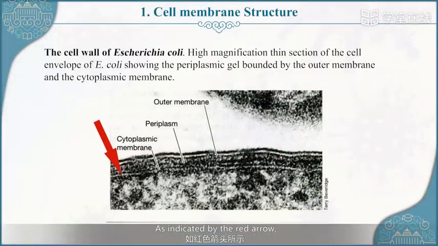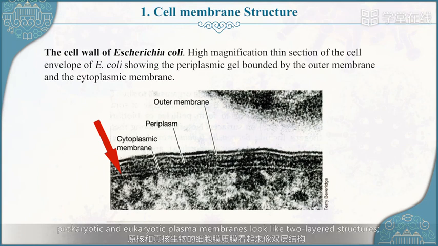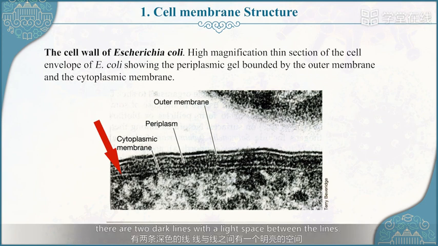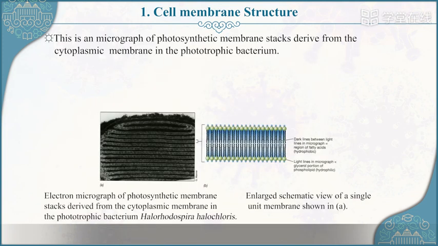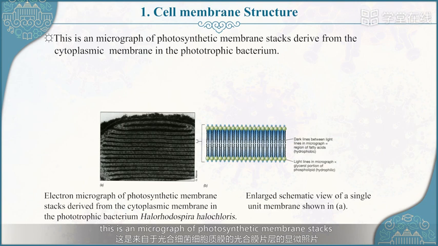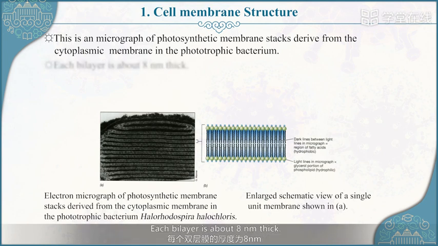As indicated by the red arrow in electron micrographs, prokaryotic and eukaryotic plasma membranes look like two-layered structures. There are two dark lines with a light space between the lines. For example, as shown in the figure, this is a micrograph of photosynthetic membrane stacks derived from the cytoplasmic membrane in the phototrophic bacteria. Its bilayer is about 8 nanometers thick.